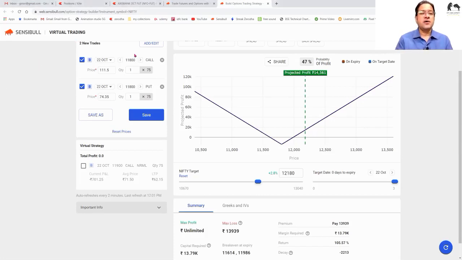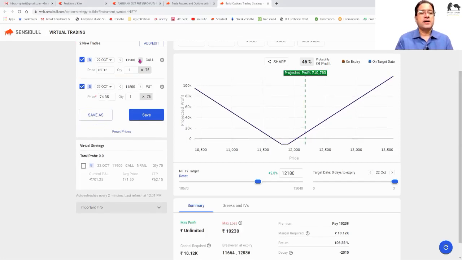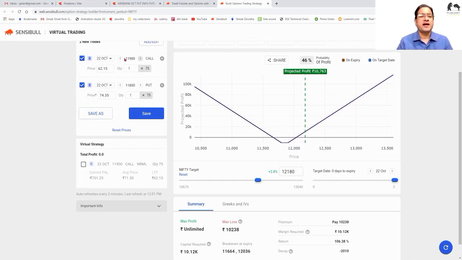Now let's say, again I move this. Again I move, like buying a call option at 11,900 and, let's say, this also I'll make into buying a put of 11,000. This is exactly how it looks. I have a call option at a higher level and I'm buying a put option at a lower level.